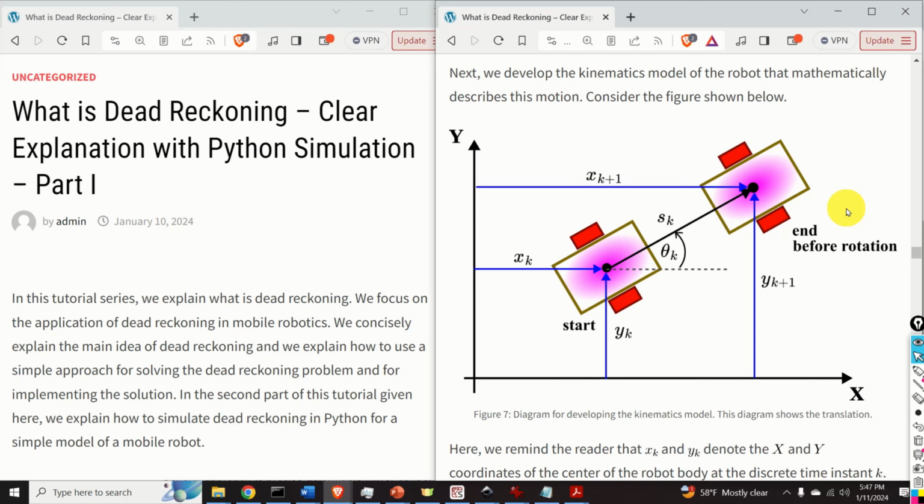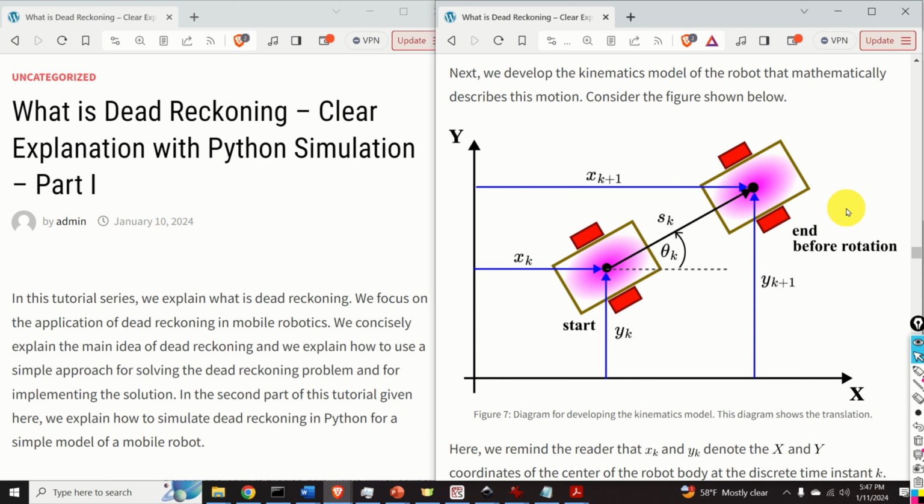Hello everyone. In this tutorial series, we explain what is dead reckoning. We focus on the application of dead reckoning in mobile robotics. We concisely explain the main idea of dead reckoning, and we explain how to use a simple approach for solving the dead reckoning problem and for implementing the solution.